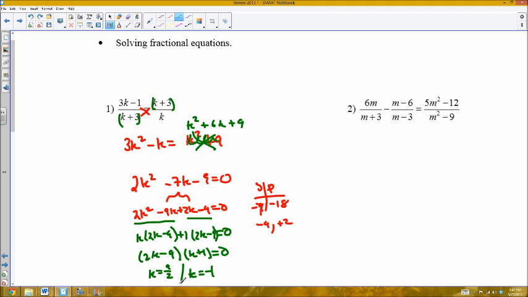Now, the last thing to check whenever you're solving fractional equations, you must always check that no denominator is equal to 0 for the solution you got. So if I plug in negative 1 here, neither of my denominators are 0. If I plug in 9 halves, also neither of my denominators are equal to 0. So that's a quick and easy way for solving when you have two fractions. But when you have more than one, we had another method.